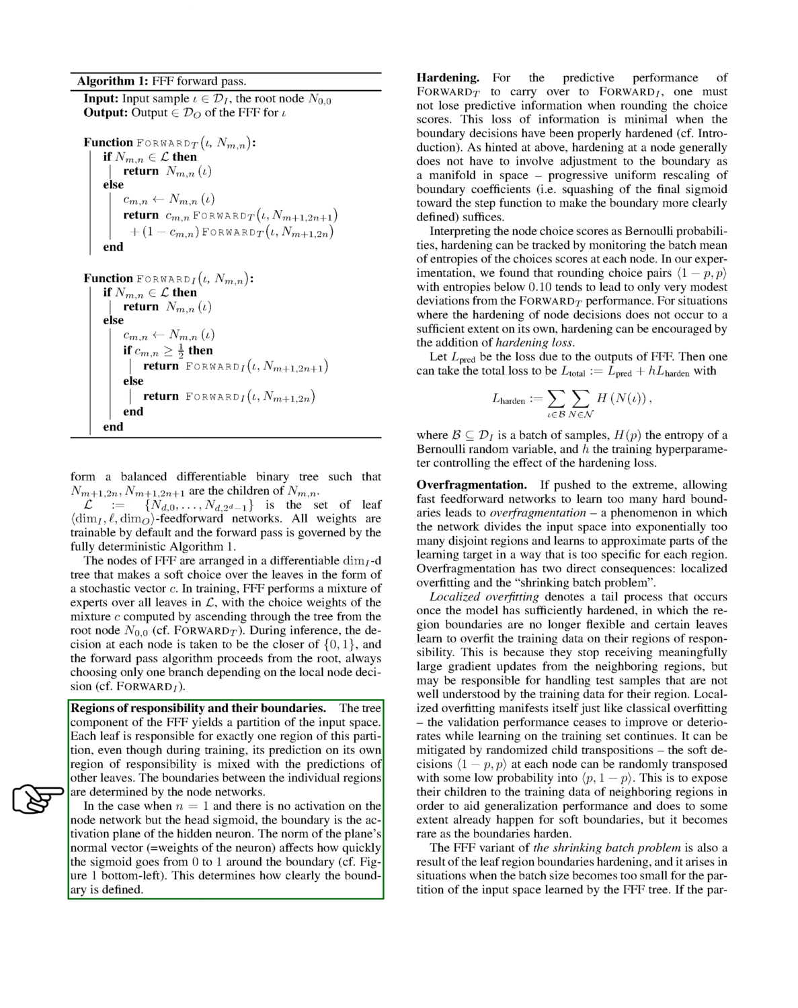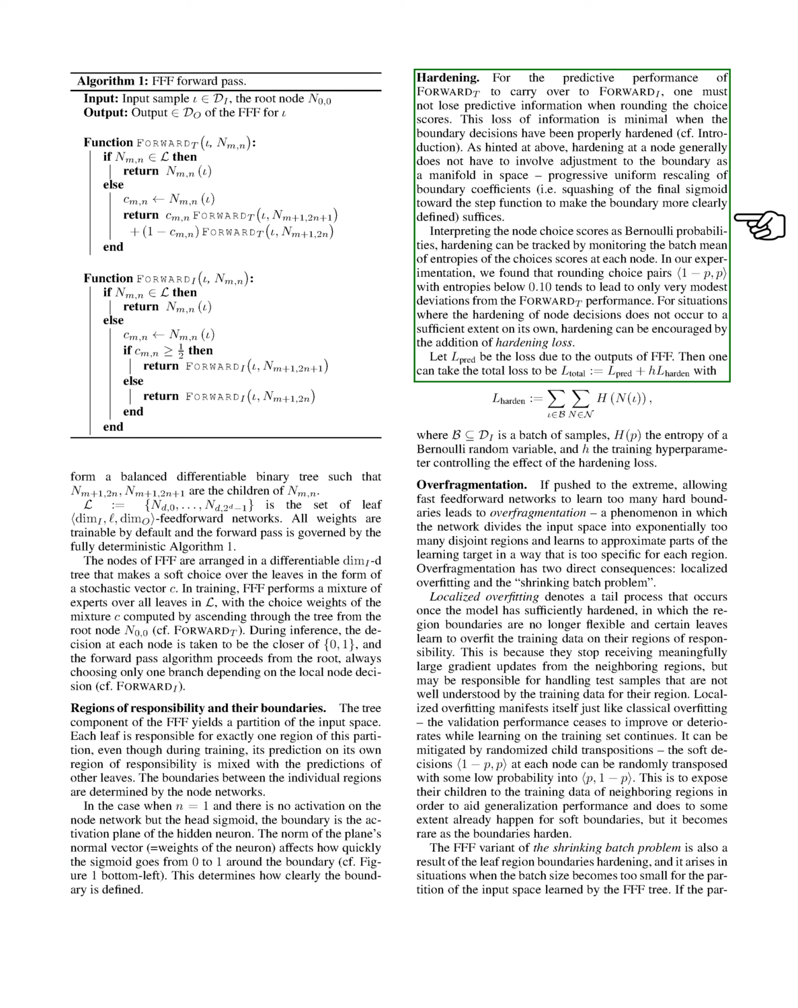For the predictive performance of the network to be maintained, one must not lose predictive information when rounding the choice scores. This loss of information is minimal when the boundary decisions have been properly hardened. Hardening at a node generally does not have to involve adjustment to the boundary as a manifold in space. Progressive uniform rescaling of boundary coefficients suffices.